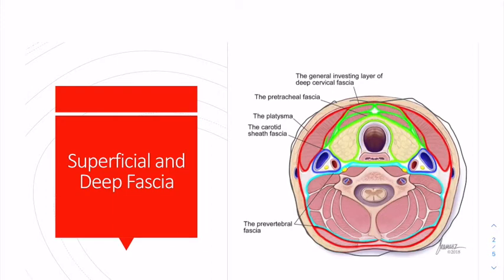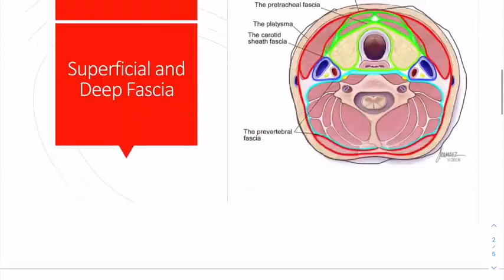The pretracheal fascia, in green, invests the thyroid gland, parathyroid gland, the larynx, the trachea, and the esophagus. The prevertebral fascia is baby blue, and it surrounds the vertebral column and the associated muscles. We have the special carotid sheath that is derived from all three layers and surrounds the carotid arteries, the IJ, the vagus nerve, and some other vessels.